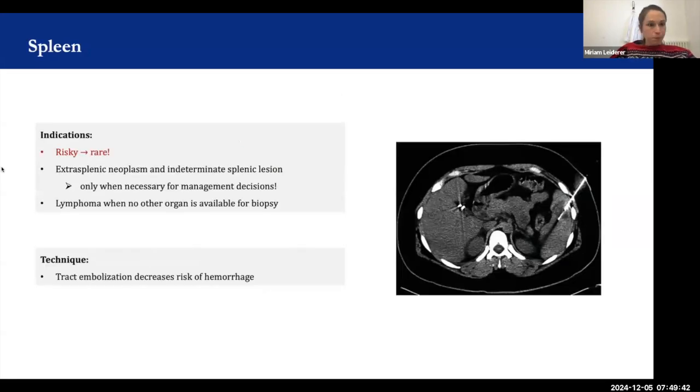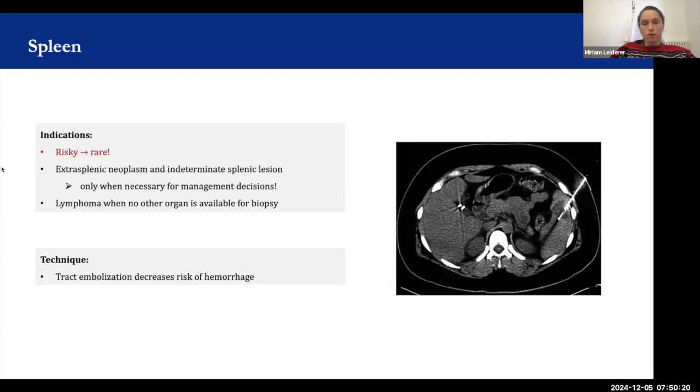For the spleen, very short, usually you don't do it. It's very risky and there's usually no necessity. So it's very rarely done. An indication would be an extrasplenic neoplasm and an indeterminate splenic lesion, so basically try to find out if it's a metastasis or not. But that only makes sense when it's necessary for management decisions. So basically, if it would be the only metastasis and it would upstage the tumor, then that might be a reason to do a biopsy.